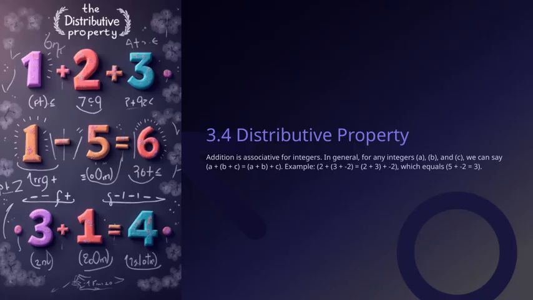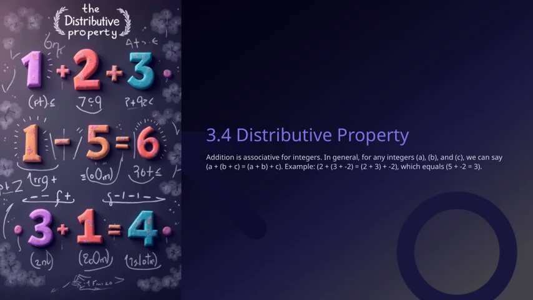Now let's take a look at the distributive property, or rather, how addition behaves with integers. You might remember that addition is associative for integers, which means that no matter how we group the numbers when we add them, the sum stays the same. In more formal terms, for any integers a, b, and c, we can say that a plus the sum of b and c is the same as the sum of a and b plus c.